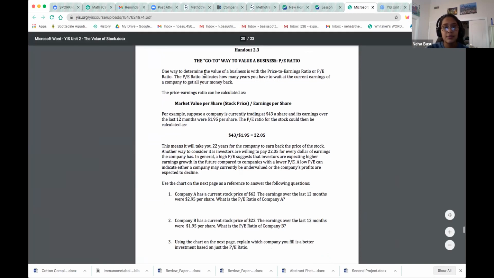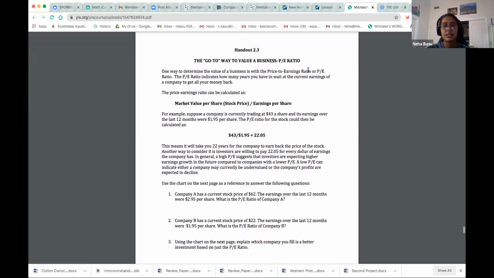So as we said before, one way to determine the value of a company is the PE ratio. This indicates how many years you have to wait at the current earnings rate of a company to get all your money back. So this is a new idea. Let's say that you have a PE ratio of 25. Then that means that given the current earnings of the company, you'll have to wait 25 years to get all of your money back. The price to earnings ratio can be calculated by taking the market value per share, which is the stock price, and dividing by the earnings per share.